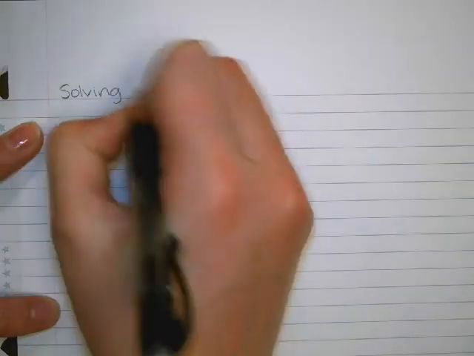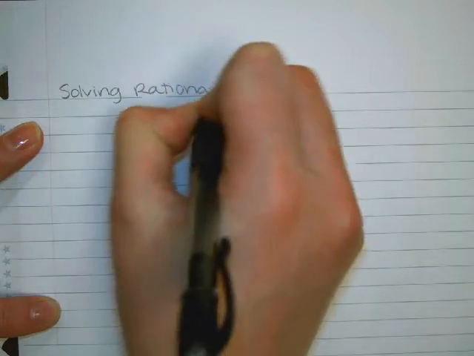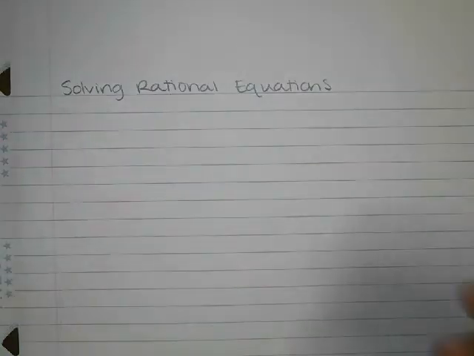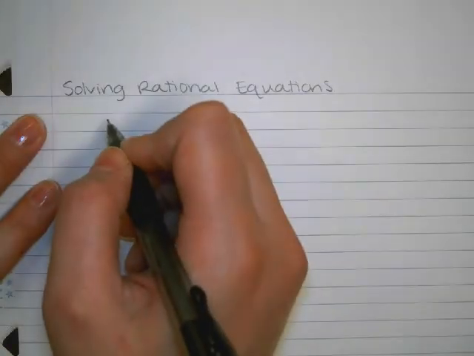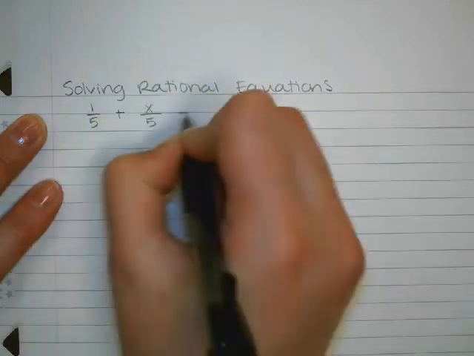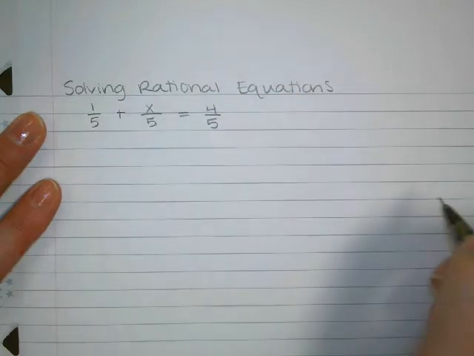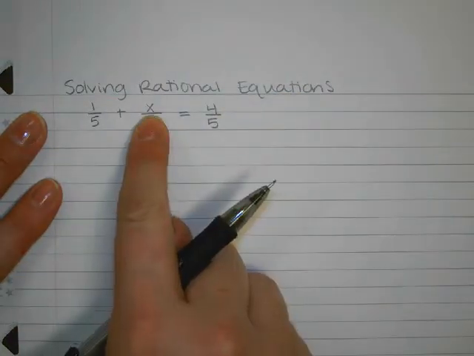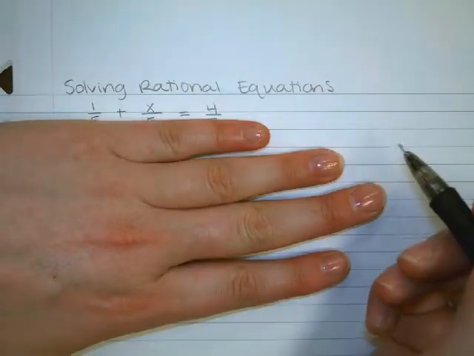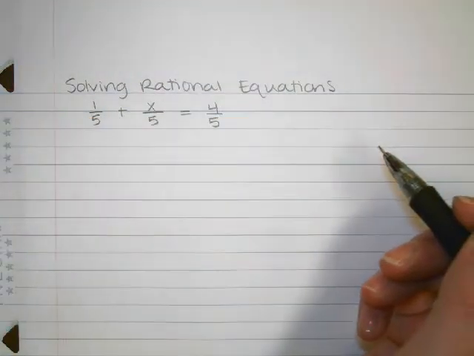All right, this video is on solving rational equations. And just to make sure we really understand what we're getting at here, if I was to say 1/5 plus x fifths equals 4/5, you would say, oh, that must be 3. And it's not because you're looking at the fifths, it's because you're looking at the top. 1 plus 3 is 4. So that's the idea that we use when we solve rational equations.